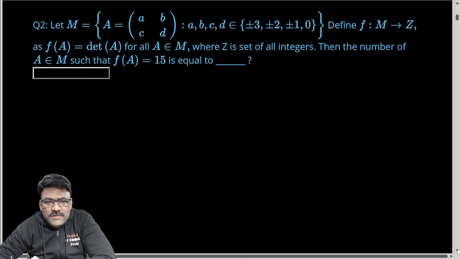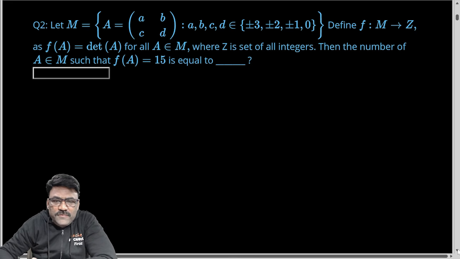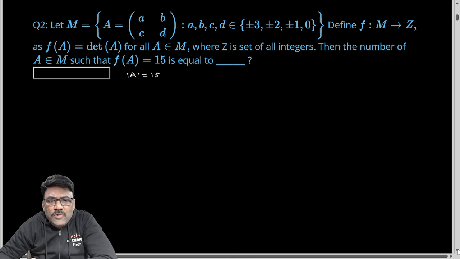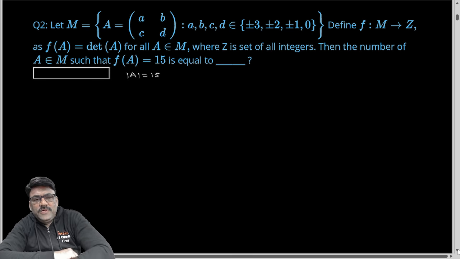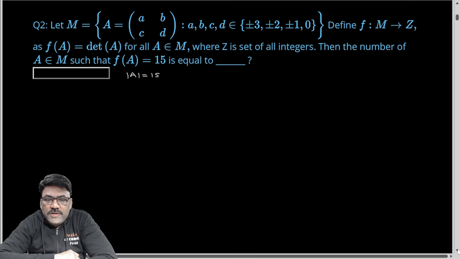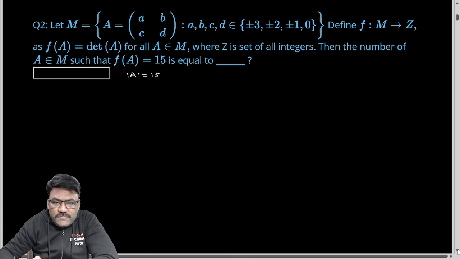Basically what they are saying, f(A) is what? Determinant of A. So f(A) is 15 means the determinant of A is 15. And then they are asking how many matrices will satisfy this condition, determinant of A equal to 15. So you have to simply find how many matrices are there whose determinant is 15. Now determinant of A is AD minus BC. So AD minus BC should be 15.